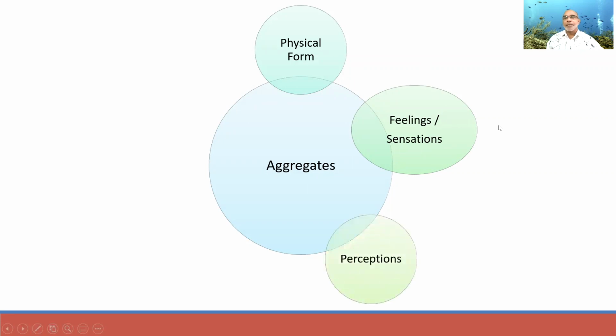Perception aggregate. They are called sanya, these are called vedana. Then volitions. Volitions are activities. Then consciousness. Those are called the 5 aggregates, 5 summary devices to explain yourself, 5 aggregates. Let's see how to aggregate.